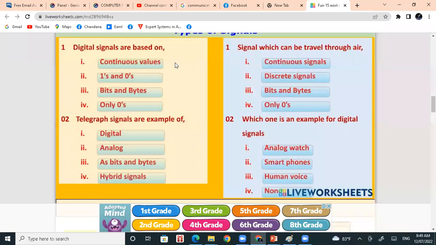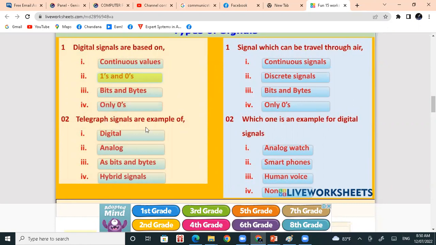Continuous values, ones and zeros, bits and bytes, only zeros. Ones and zeros. And zeros. That's the correct answer that I explained earlier. Digital signals have two states, therefore they have another name also: discrete values. These discrete values are 1 and 0.